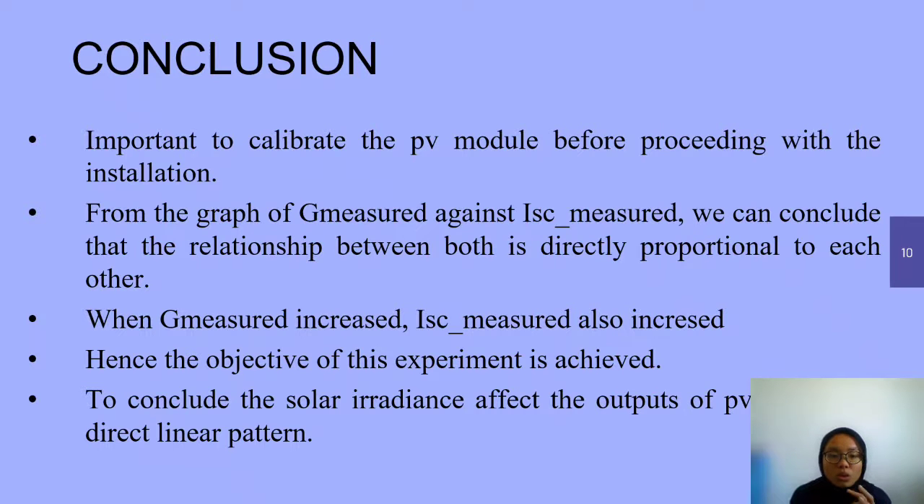So from this experiment, it is important to calibrate the PV module before proceeding with the installation. So from the graph of G measured against ISC measured, we can conclude that the relationship between both is directly proportional to each other, and when G measured is increased, ISC measured is also increased. Hence, both of the objectives of this experiment are achieved. So to conclude, the solar irradiance affects the output of PV modules in a linear pattern.